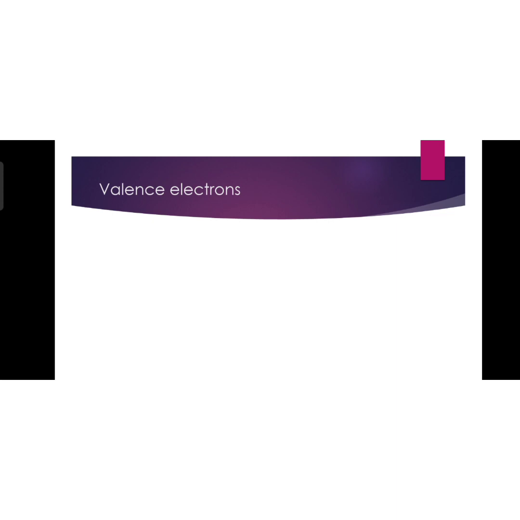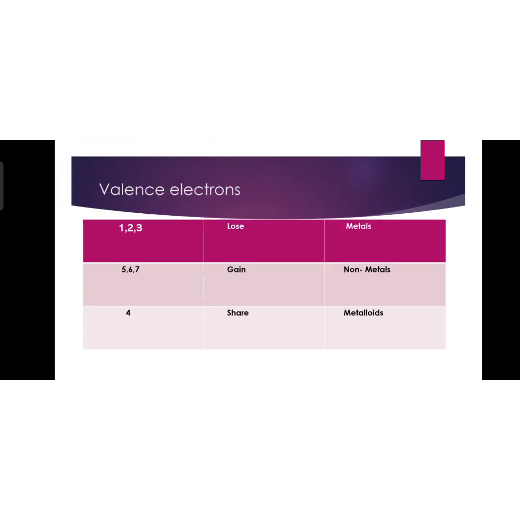Now, what is valence electron? Whenever an element has 1, 2 or 3 valence electrons, in order to achieve the octet, the element loses electrons, and the elements that lose electrons are known as metals.